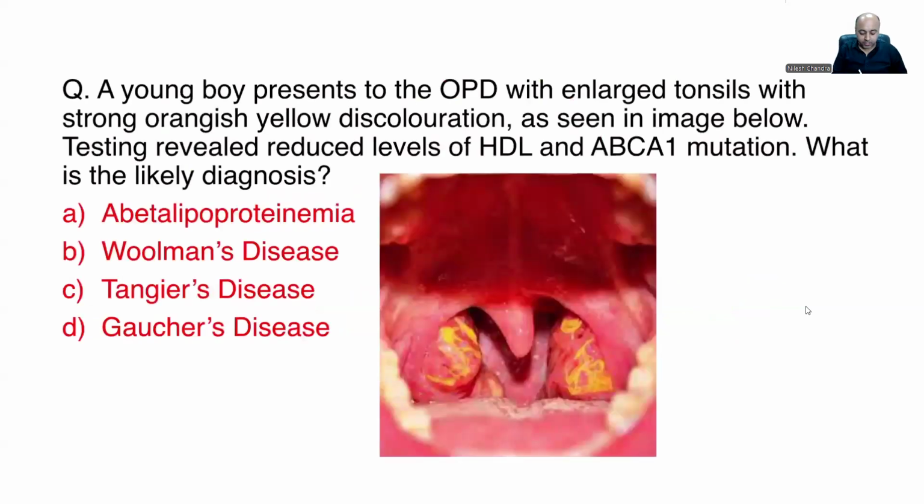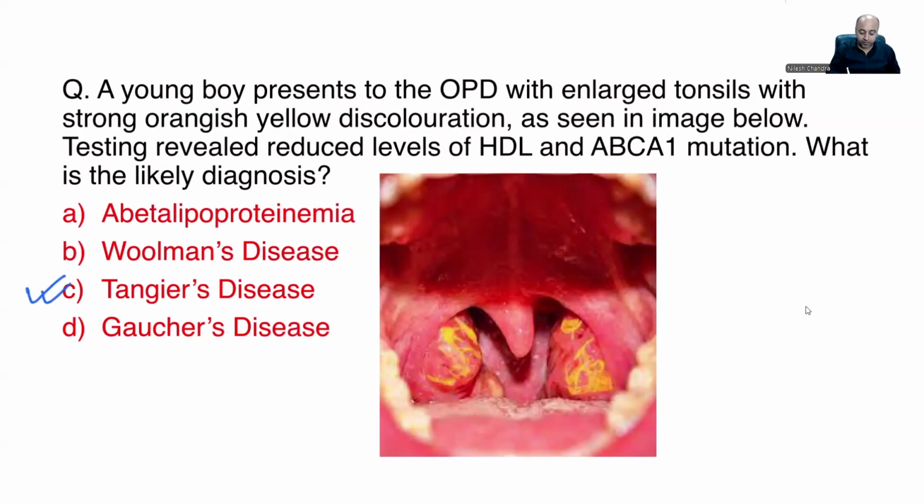My first question: a young boy presents to the OPD with enlarged muscles with strong orangish yellow discoloration, as seen in the image below. Testing revealed reduced level of HDL and ABCA1 mutation. What is the likely diagnosis? Your options are A beta lipoproteinemia, Wolman's disease, Tangier's disease, and Gaucher's disease. So in this case, the correct answer is Tangier's disease.